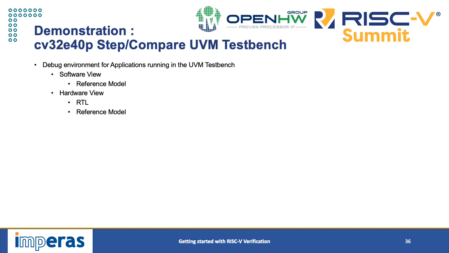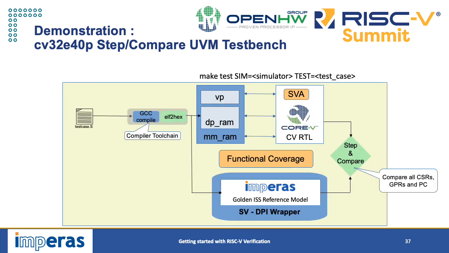And so let's take a look at the tools that we have available to us for giving us both a software and a hardware view of both the reference model and the RTL within this environment. So let's look at the components that form this environment. Typically what we have is some application that's been created either through a directed test flow or through an automated test generation instruction stream generator flow, which goes through a compiler and produces both an ELF and a hex representation for loading into the platform.